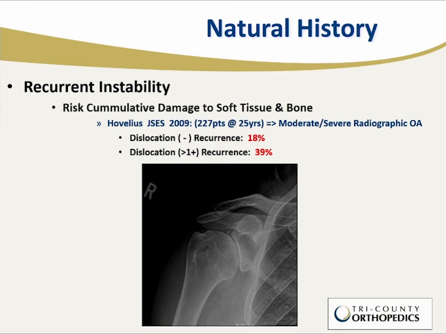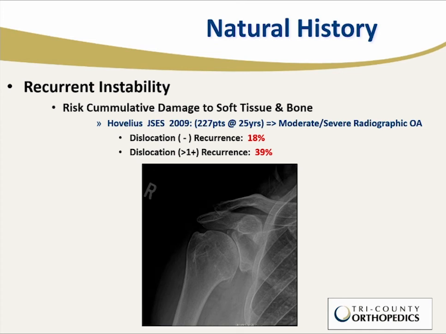This won the Neer Award in 2009. Basically, it was a 25-year follow-up on these 227 patients that he had been following, publishing multiple series on these patients over time to give us a lot of good data. The 25-year follow-up was looking at radiographic changes, and moderate to severe radiographic OA was the outcome. Those in the cohort that had no recurrences after their initial dislocation had an 18% incidence of moderate to severe radiographic osteoarthritis at 25 years.